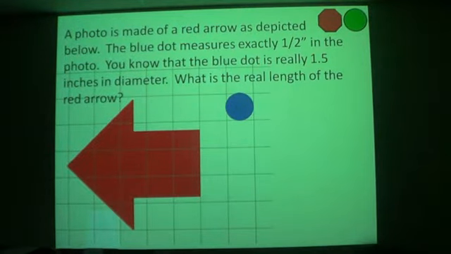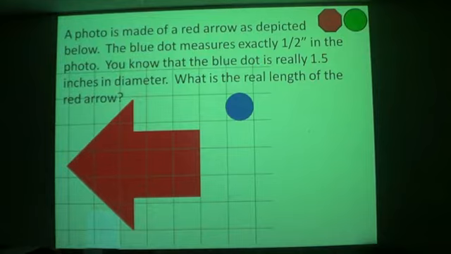A photo is made of a red arrow as depicted below. The blue dot measures exactly 1/2 inch in the photo. You know that the blue dot is really 1.5 inches in diameter. What is the real length of the red arrow? Click on the stop sign, try to figure it out.